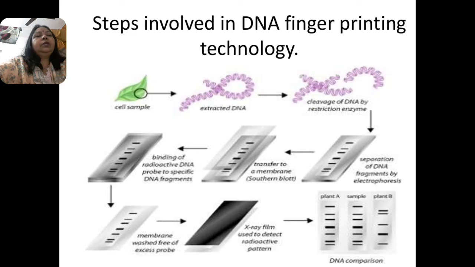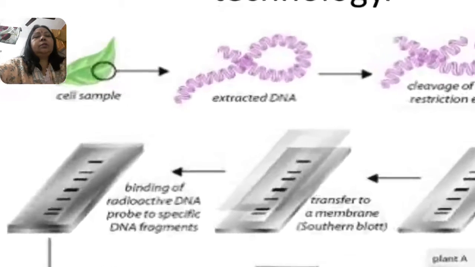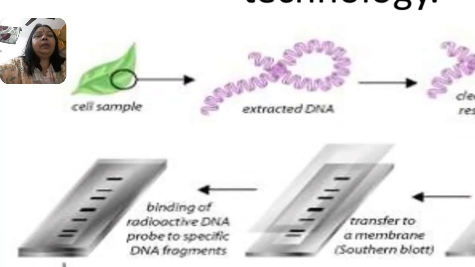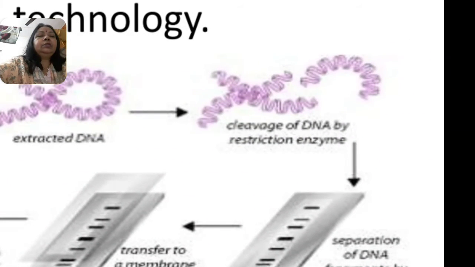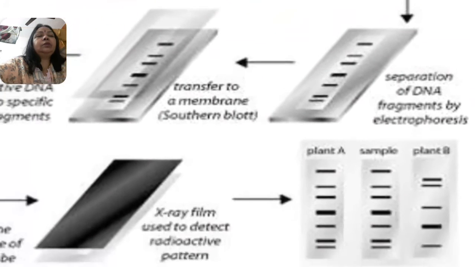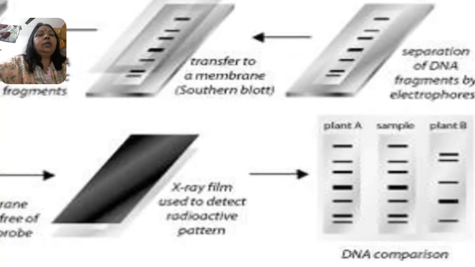The steps involved in DNA fingerprinting technology you can see in this picture. We collect a cell sample, and the DNA is extracted from this sample. In the next stage, it is cleaved by restriction endonuclease enzymes, and very small fragments of DNA are cut with the help of these enzymes. For the separation of the DNA, it is transferred to a plate known as the electrophoresis plate, then transferred to the membrane for Southern blotting.